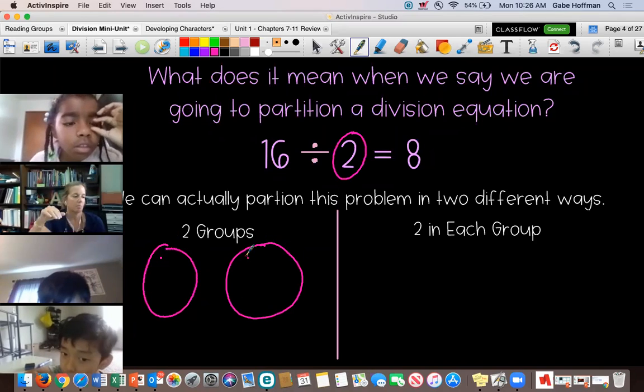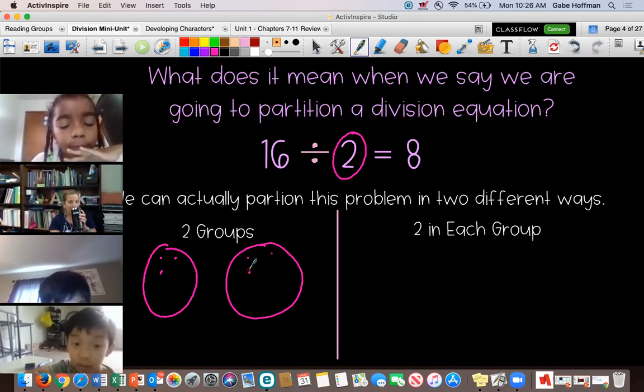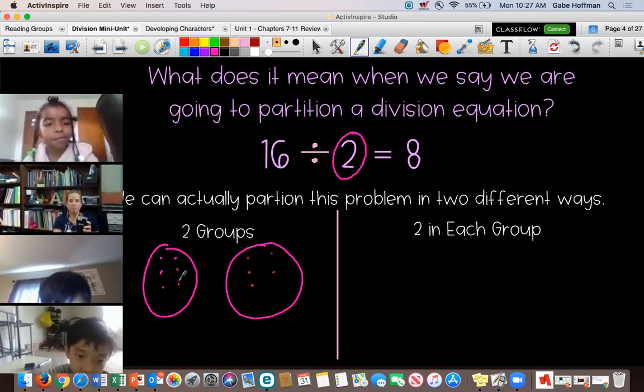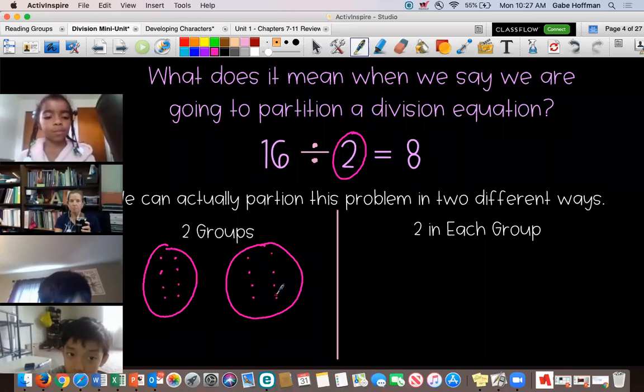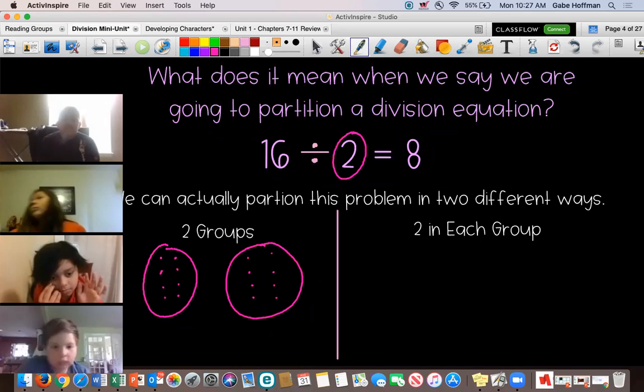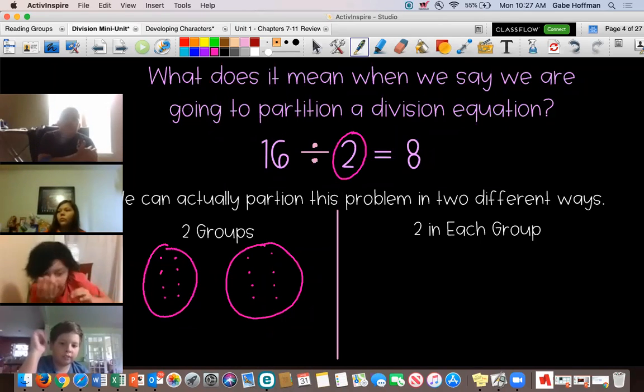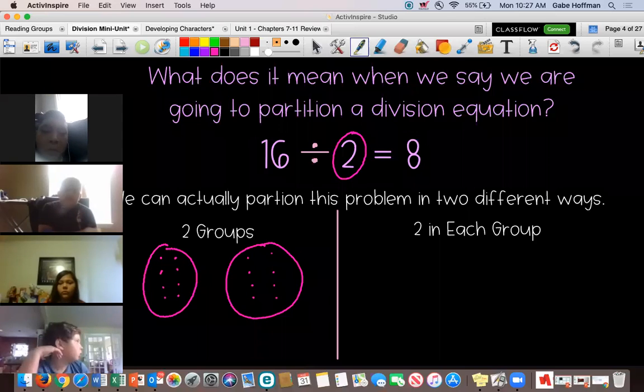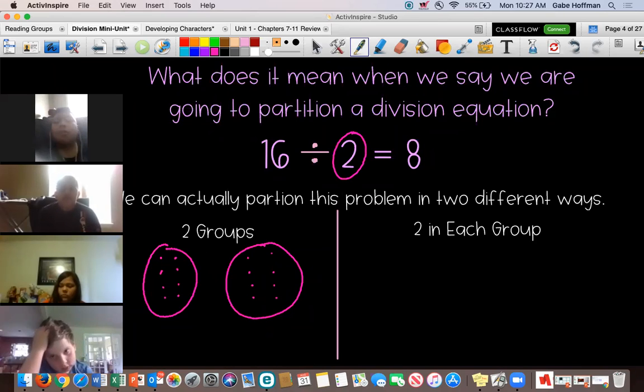So 1, 2, 3, 4, 5, that was a line, 6, 7, 8, 9, 10, 11, 12, 13, 14, 15, 16. Okay, who can tell me how many is in each group? Jay, how many are in each group? 8. Exactly. So we can do it this way by starting with 2 groups and dividing our big number into 2 equal groups, or we can put 2 in each group.